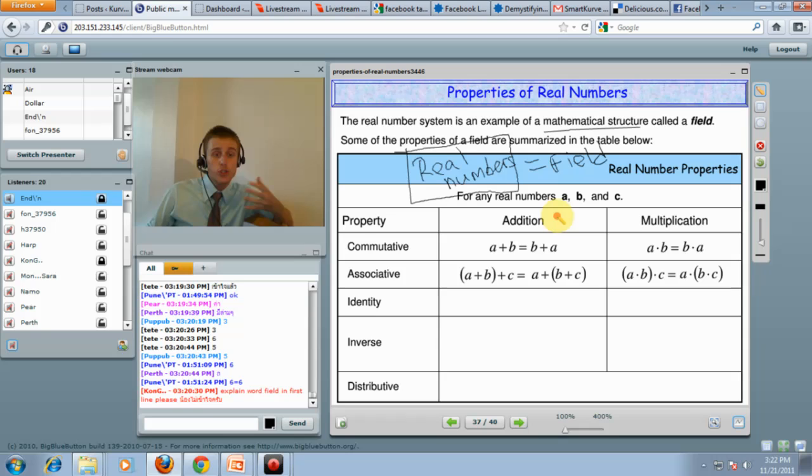Field is just a general term applied to a structure. And the reason it's taught is because some of the properties of a field are summarized here. So these are properties of the real number field. They are rules that apply to all real numbers.